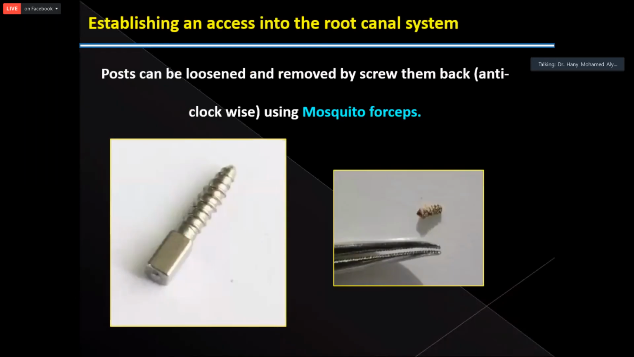So one of the simplest ways to remove a post from a canal is using the mosquito forceps. This mosquito forceps is able to engage the head, which you can then turn counterclockwise to remove the post.